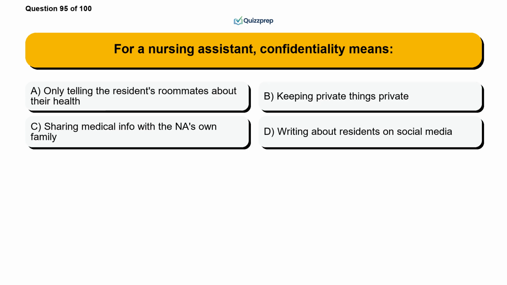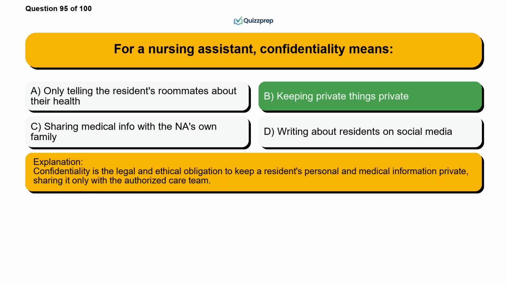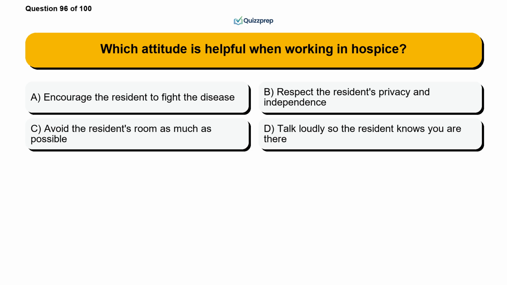Question 95. For a nursing assistant, confidentiality means: Option A, only telling the resident's roommates about their health. Option B, keeping private things private. Option C, sharing medical info with the NA's own family. Option D, writing about residents on social media. The correct answer is option B, keeping private things private. Confidentiality is the legal and ethical obligation to keep a resident's personal and medical information private, sharing it only with the authorized care team.